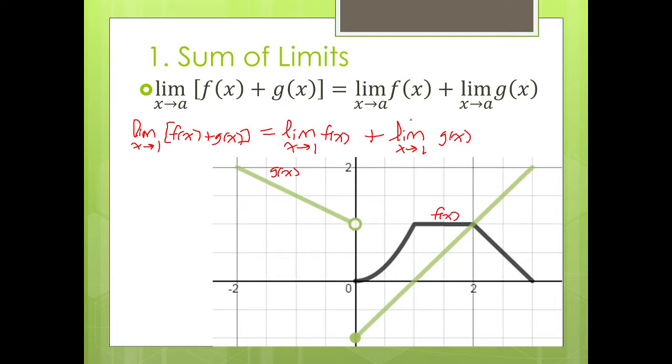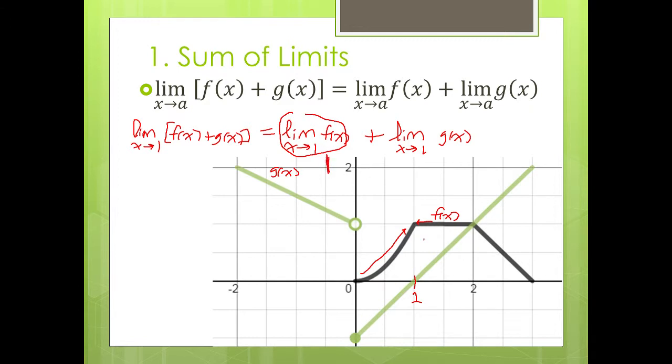Now this is true as long as the limit of f of x exists and the limit of g of x exists. So let's look at x equals 1, which is here. As we can see, for f of x, the limit does indeed exist because the left side and the right side both approach the same number. In this case, it's going to be 1.